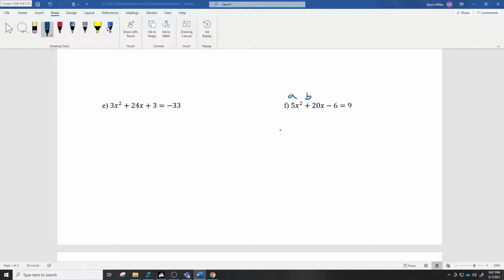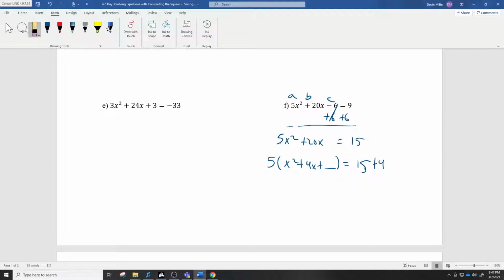If I label my A, B, and C, I'm going to bring over to the other side this plus 6, and I get 5x squared plus 20x, and then there's nothing here, equals 15. Now this is the step where we actually have to take out the 5. If you remember, we're going to factor that out. We get x squared plus 4x plus a blank equals 15. I guess I'll put my blank spot on this side as well. Not a 4, a blank.